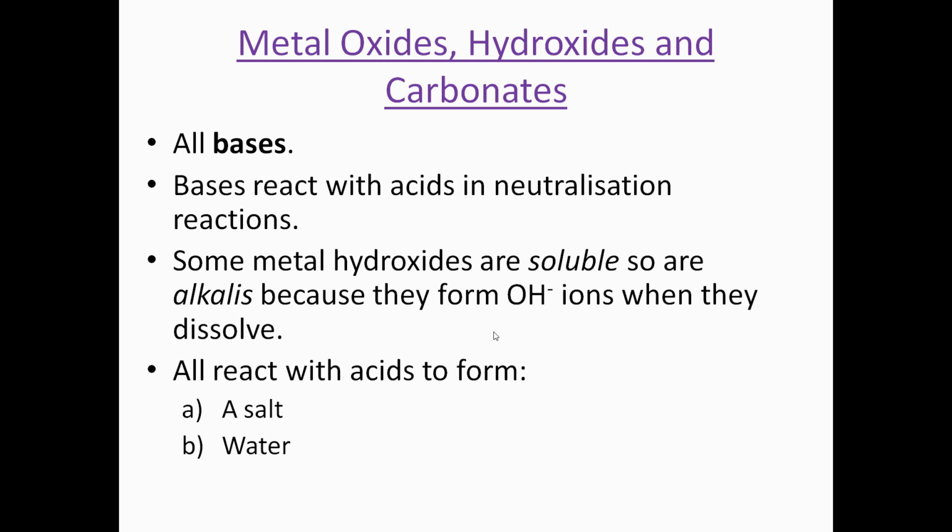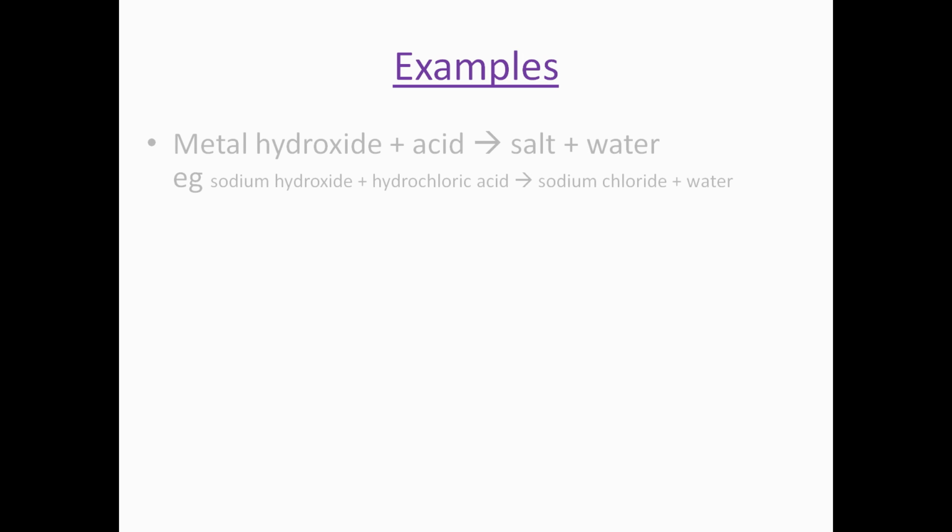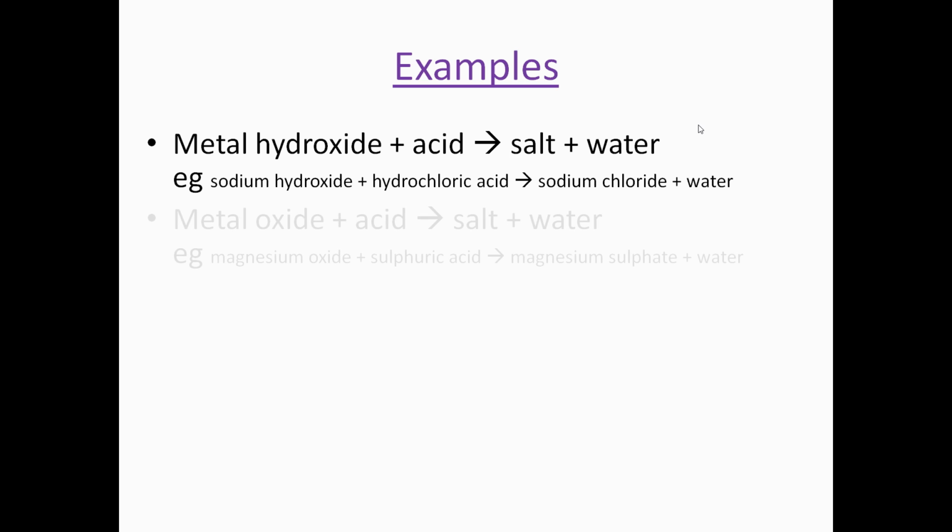All of the following, all of the oxides, hydroxides and carbonates, they're all going to react with acids to form a salt plus water. Carbonates, though, are also going to produce carbon dioxide. So some examples. A metal hydroxide plus an acid is going to make salt plus water. For example, sodium hydroxide plus hydrochloric acid makes sodium chloride plus water.